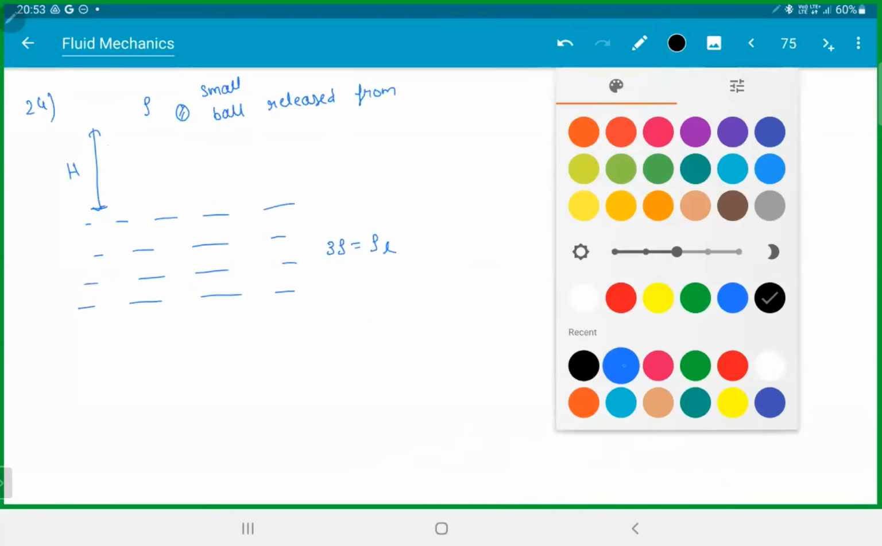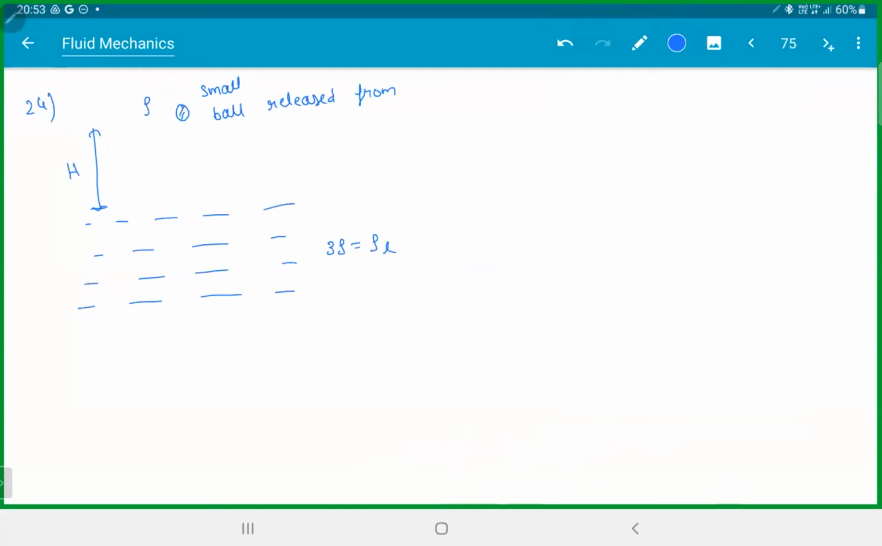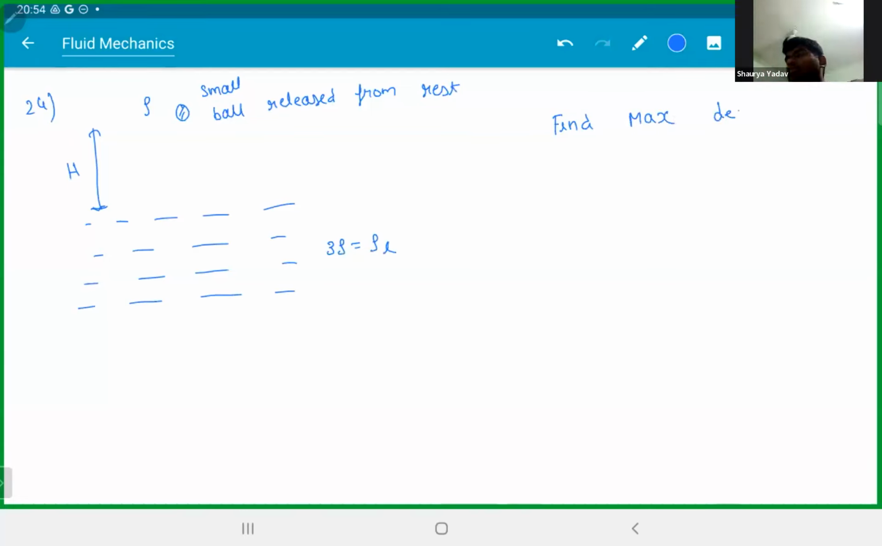The lower surface should be covered with a liquid. It is covered with one liquid only, right? If it is covered with two different liquids below, then you can't use it. Got it? Okay. But if the ball is released from rest, the upper and lower can be different. The entire bottom surface should be the same liquid. Okay. Find max depth and the time period of oscillation.